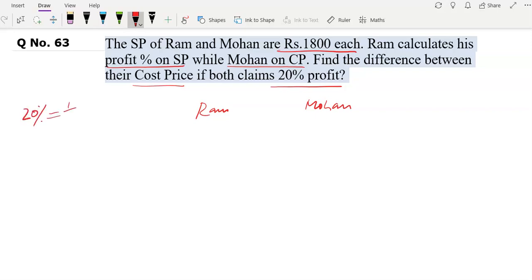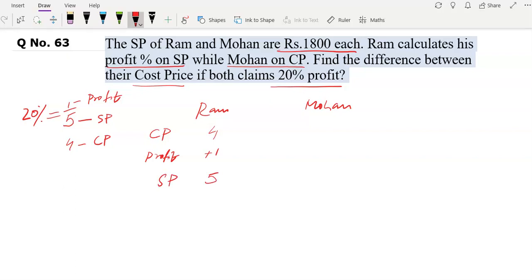20% in fraction we know is 1 by 5. Now Ram calculates his profit percent on SP. So for Ram, 5 is SP, and this is profit. So their CP will be how much? SP minus profit, so CP will be 4. So for Ram, cost price is 4 units, profit is 1 unit, SP will be 5 units.